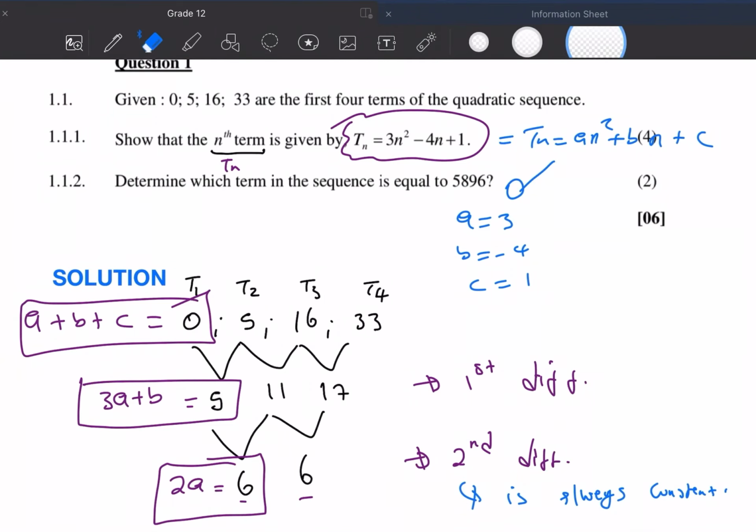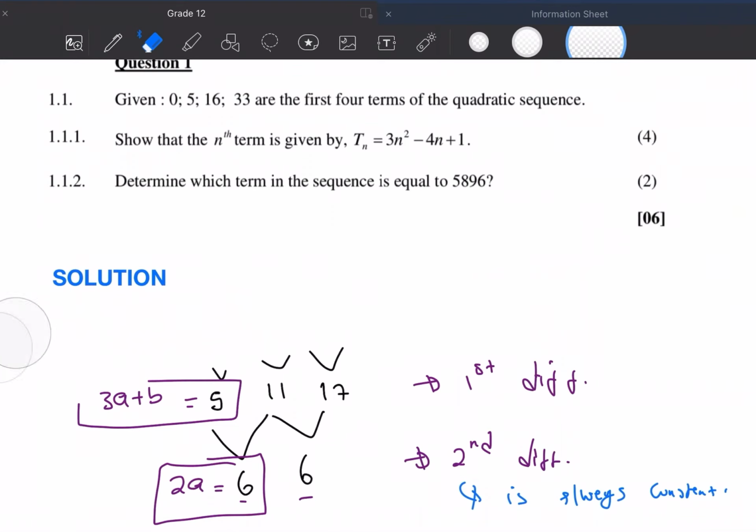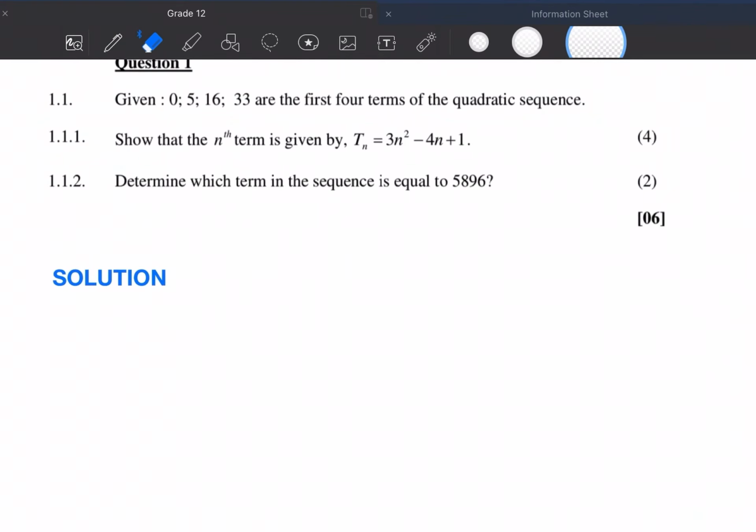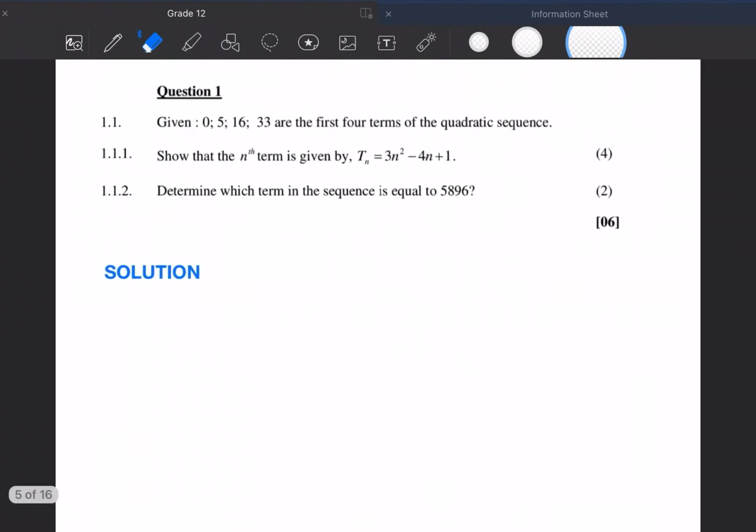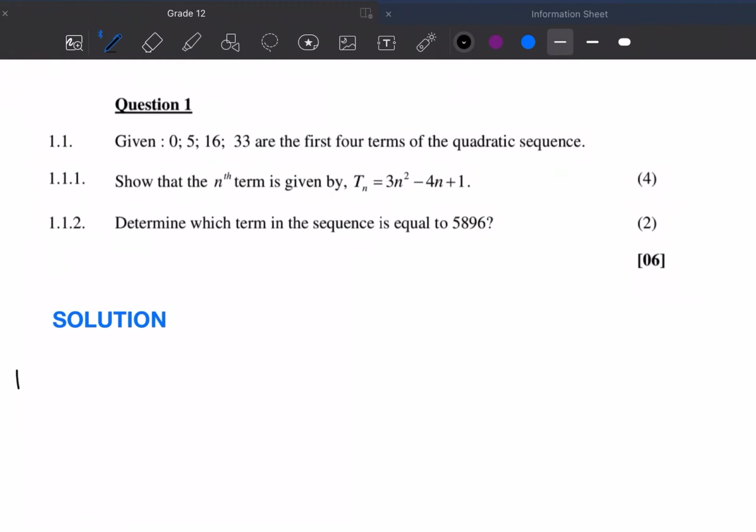1.1.2. So with 1.1.2, let me wrap this up. Determine which term in the sequence is equal to 5,896. Now, let's read the question again so that you understand. We said when they say nth term, they mean Tn. But when they say term, they mean n. Okay? So they want us to find n.